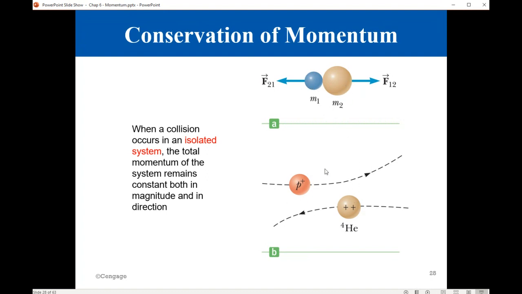Here you have this collision between a proton and a helium nucleus. Again, momentum before collision is equal to momentum after collision. This is an important principle, as I will illustrate in the coming few minutes. You will see the power of this principle in solving problems.